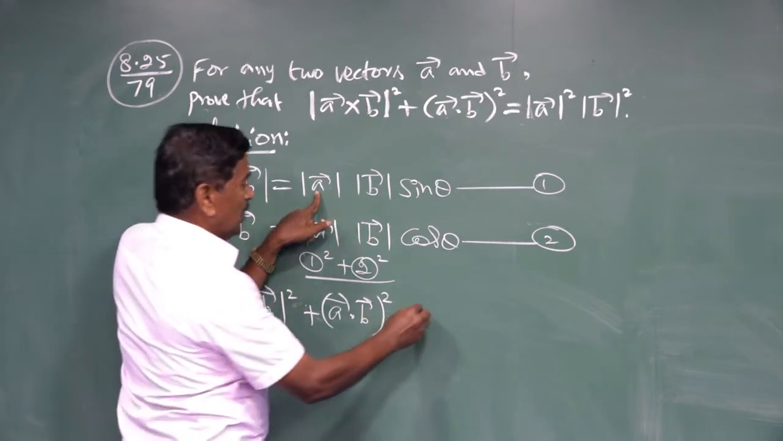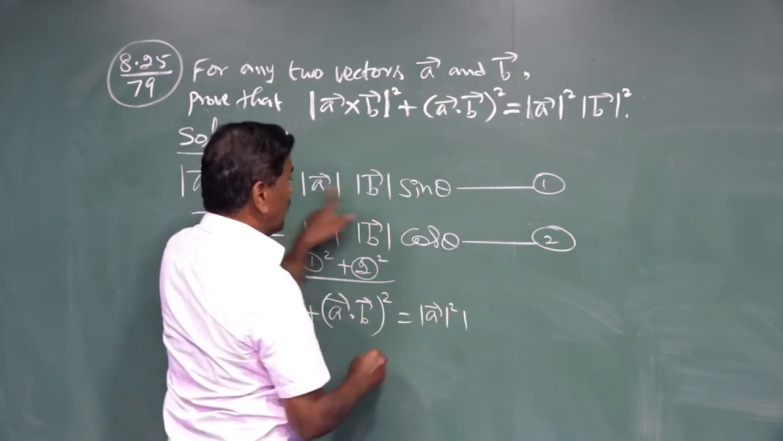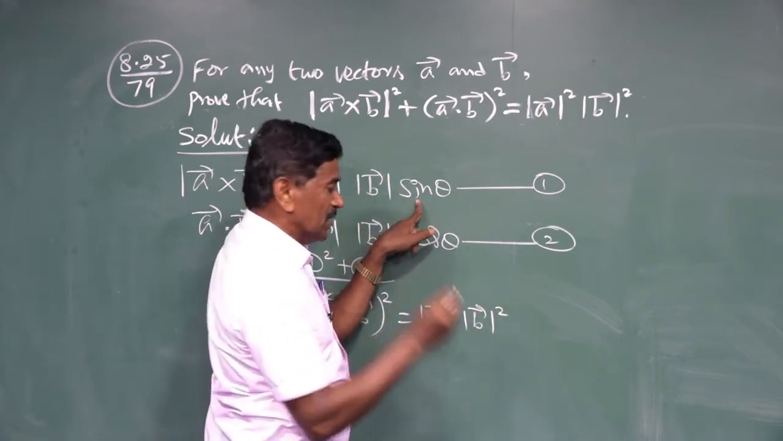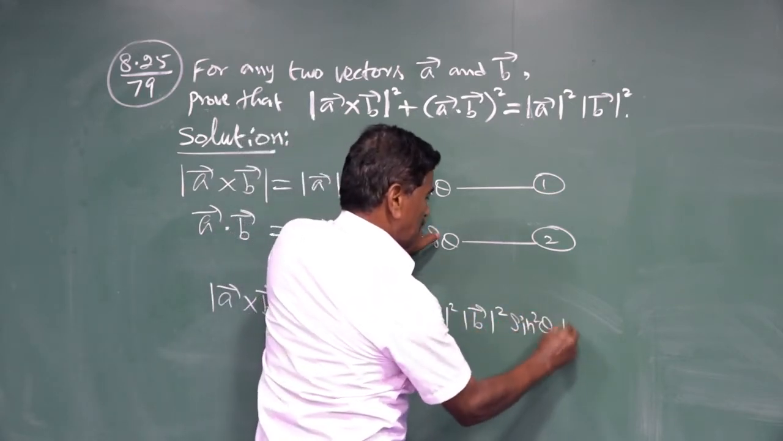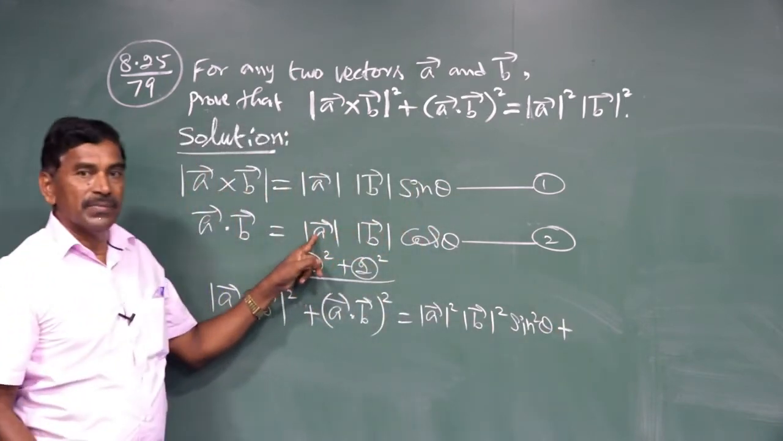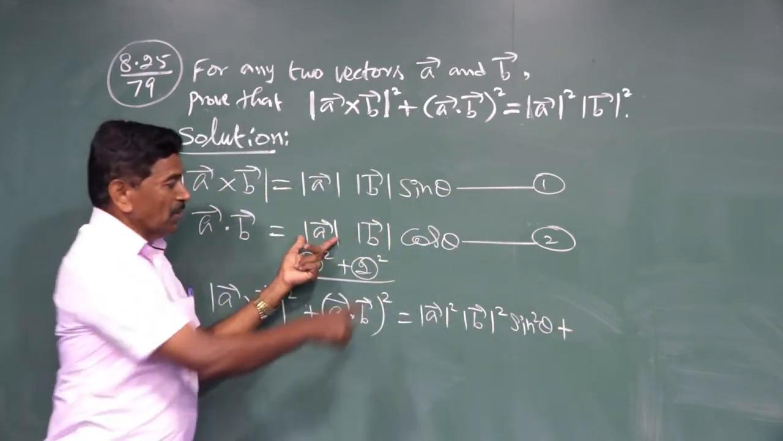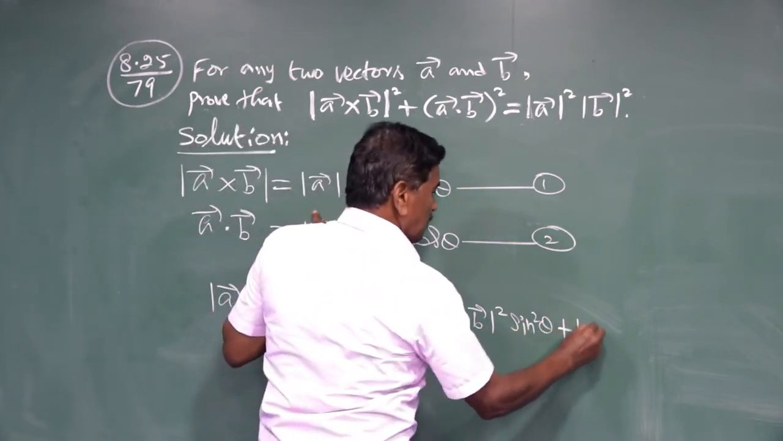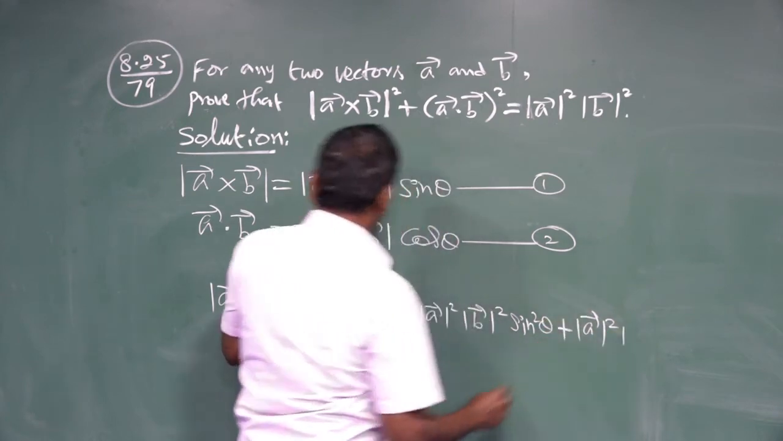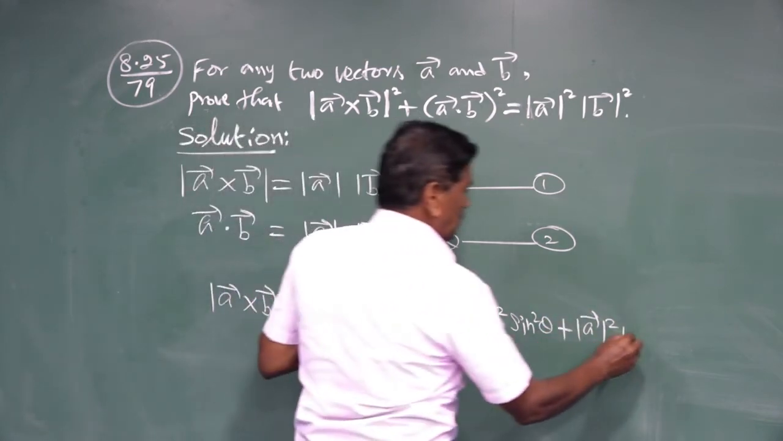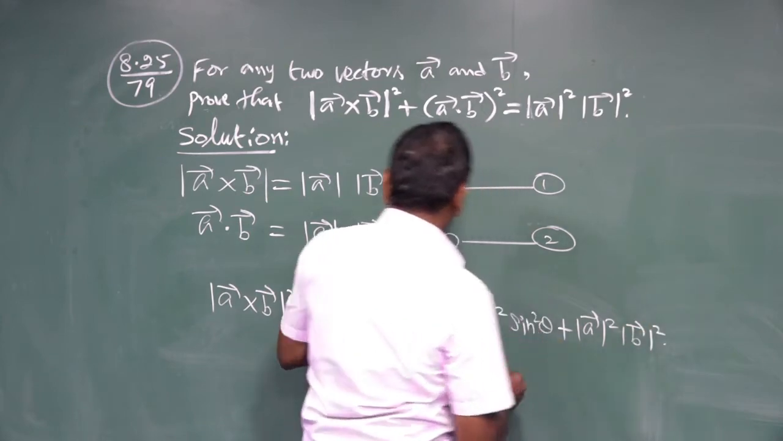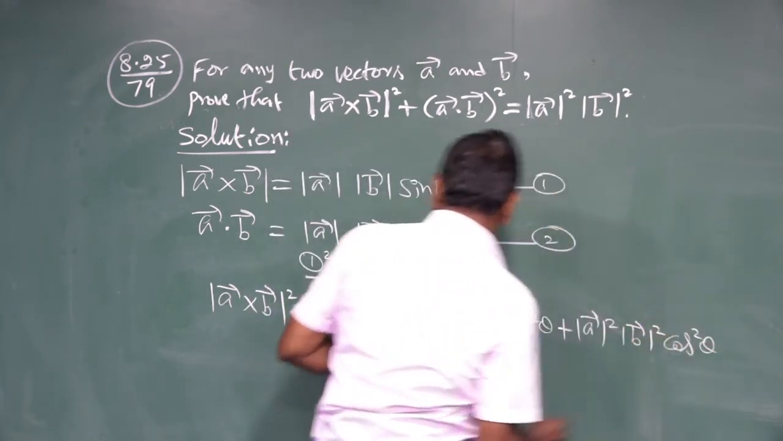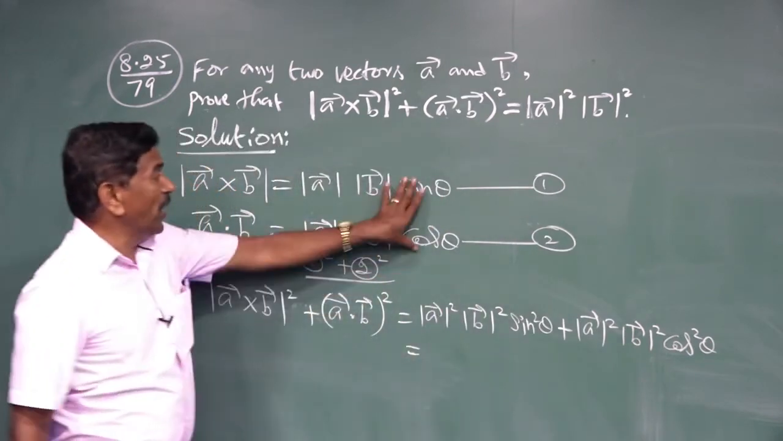1 square means modulus A vector square into modulus B vector square into sine square theta, plus, come to second equation, square it because 2 square, modulus A vector square into modulus B vector square into cos square theta. That is squaring and adding.